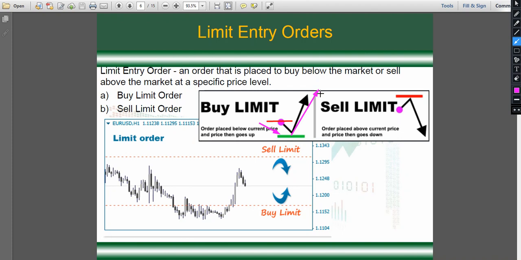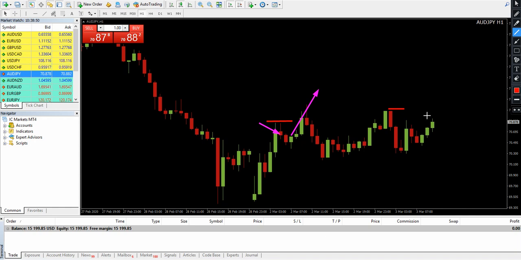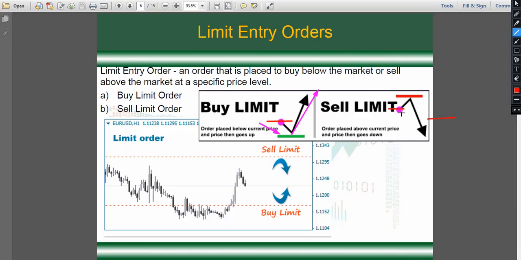The opposite is sell limit. When I'm talking about current price, it means like here. This is the current price, where the market is at the moment. You are projecting that I want to sell, but before I sell, let it move up. Then I sell at a better price and the market may move down.